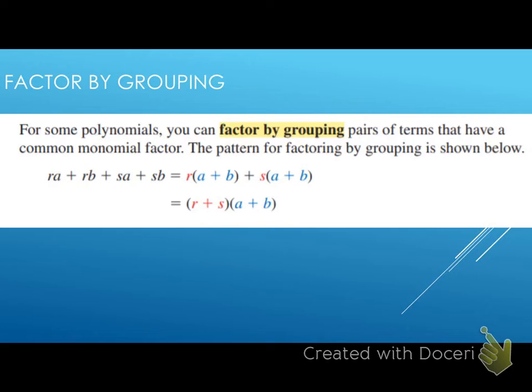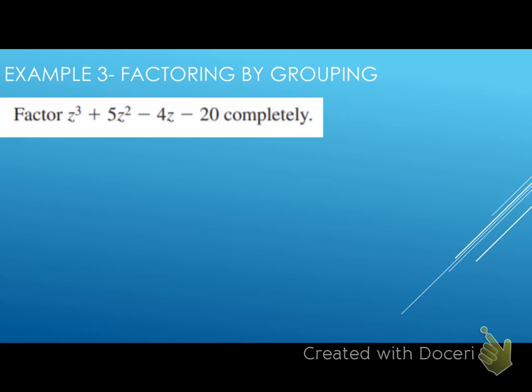I feel like sometimes these formulas may mess you up a little bit. Why is there an R? Because it's showing you that you have RA plus RB plus SA plus SB. If you group those together, you can factor out an R. Well, then let's just look at an example.